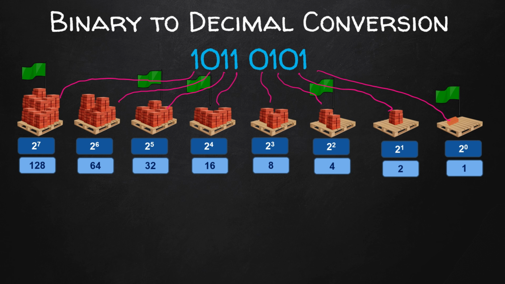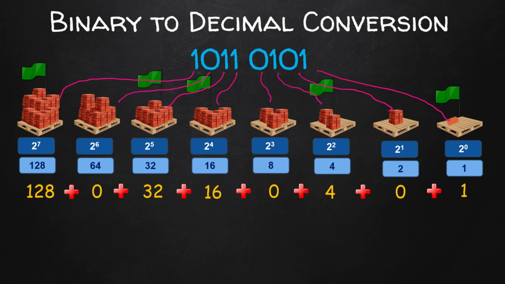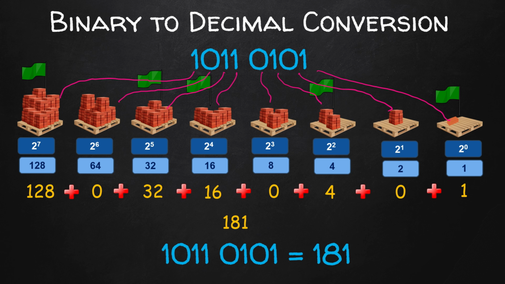Now wherever we mark with the green flag, which indicates the number 1 in the binary, just consider that value and add together, then we get the equivalent decimal value of the binary. Here I am taking all the values that I have marked. Wherever the bit is 0, we consider it as 0. Wherever it is 1, we consider its value. When we add all this together, we get the value of 181, and that is the decimal equivalent of binary 10110101. So this is how we convert a binary number to decimal.